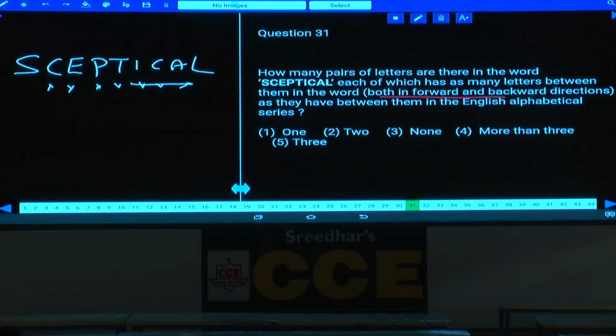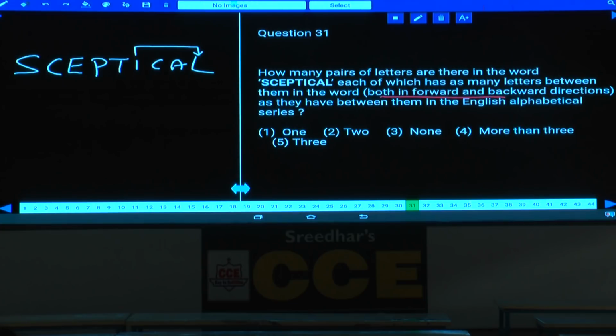I, J, K, L. Now, between I and L, how many letters are there? There are 2 letters. In the alphabetical sequence also, we have only 2 letters between I and L, J and K. Hence, it forms a pair. Next, again, C, D, E, and so on. Hence, from the left hand side to the right hand side, we have only one such pair, where the number of letters in this word is the same as the number of letters in the alphabetical order.